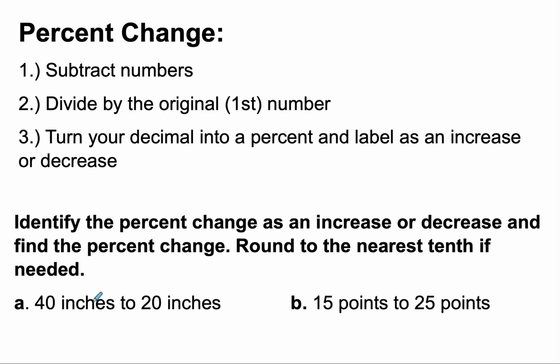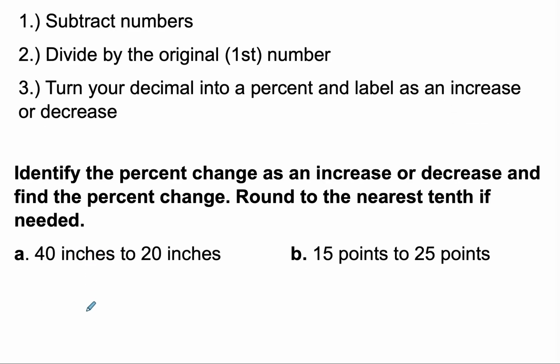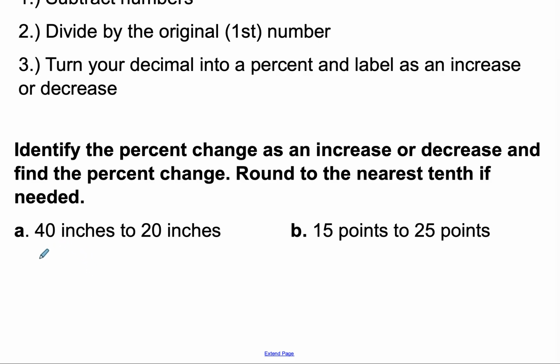Identify the percent change as an increase or decrease and find the percent change. Round to the nearest tenth if needed. All right, so let's go ahead and try with A. We're going to start by subtracting our two numbers, and we always subtract in a way that gives us a positive answer. So 40 minus 20. Then we divide by the original. That's the first number in the problem. So 40 is the first number in the problem. That's what we're dividing by.